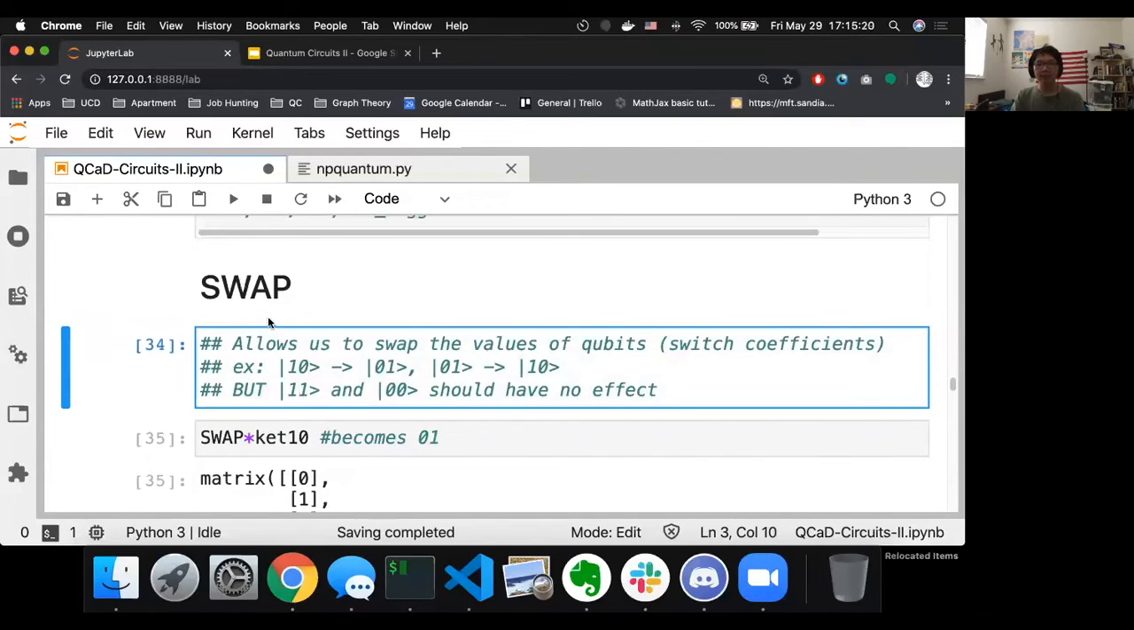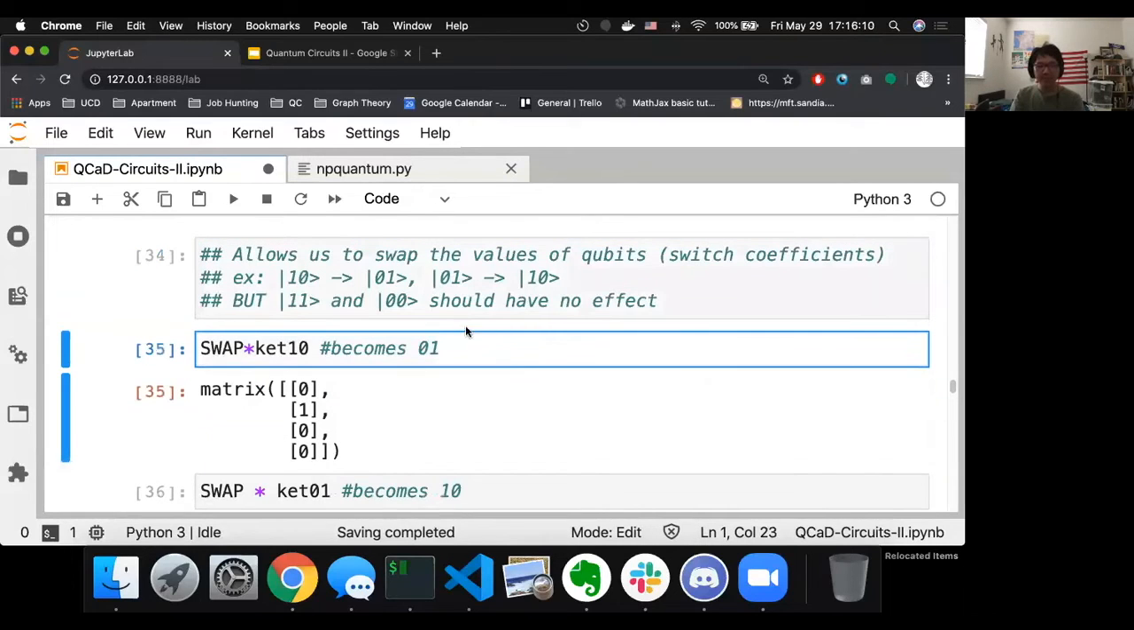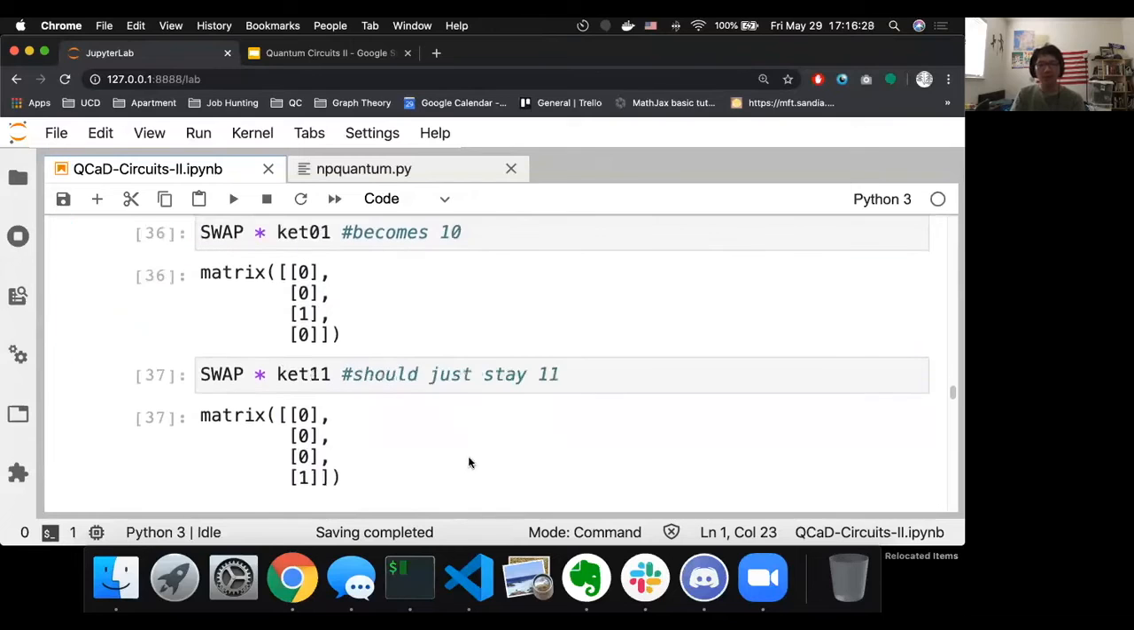There's also this swap gate, and swap does exactly what you think it does. It literally swaps the values of the qubits, or to be more specific, it swaps the coefficients. So for example, if we had a configuration of 1, 0, then I get 0, 1. If I was in 0, 1, I get 1, 0. But if I use 1, 1 or 0, 0, it shouldn't really have an effect, or at least an effect that I can tell. I've opted not to introduce the idea of global phase. So let's give an example. If I take the swap and multiply it times ket 1, 0, it becomes 0, 1. And that makes sense. So 0, 0 has a chance of 0, 0, 1 has a chance of 1, and everything else has a chance of 0. Ket 0, 1 becomes 1, 0. And ket 1, 1 should just stay 1, 1. So that's all well and good.